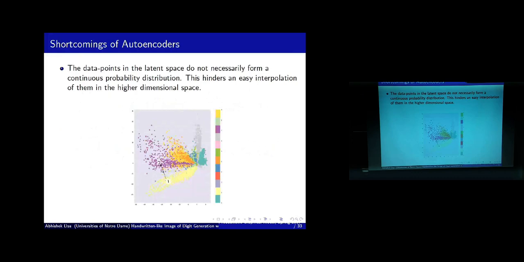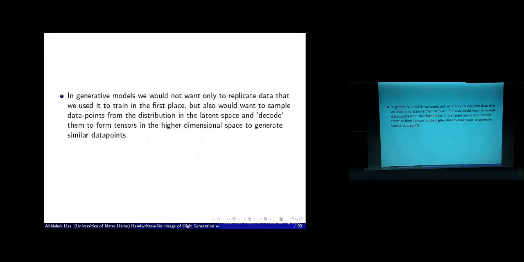This is an example of a 2D representation of the MNIST dataset, where the original images have 28 by 28 dimensions. We converted it to 2 dimensions and looked at the distribution, and it's kind of discrete. There is no continuity from the representation of data points of one digit to the other. We don't want that, because it's difficult to build generative models when the distribution is like that. In generative models, we want not only to replicate the data used to train them, but also to sample data points from the latent space distribution and decode them into tensors in the higher dimensional space to generate similar data points.